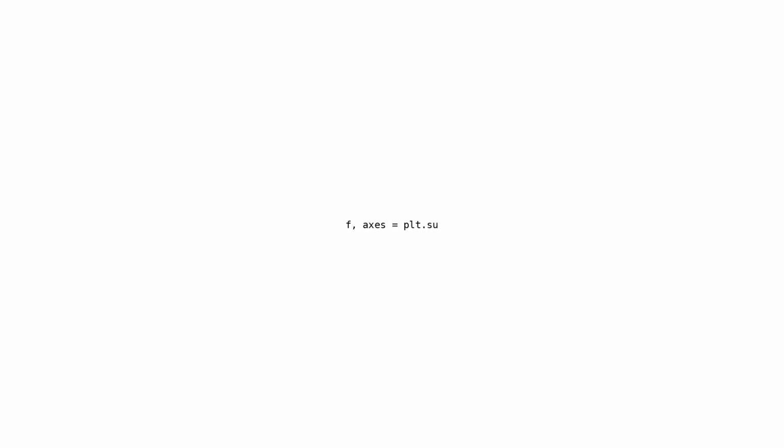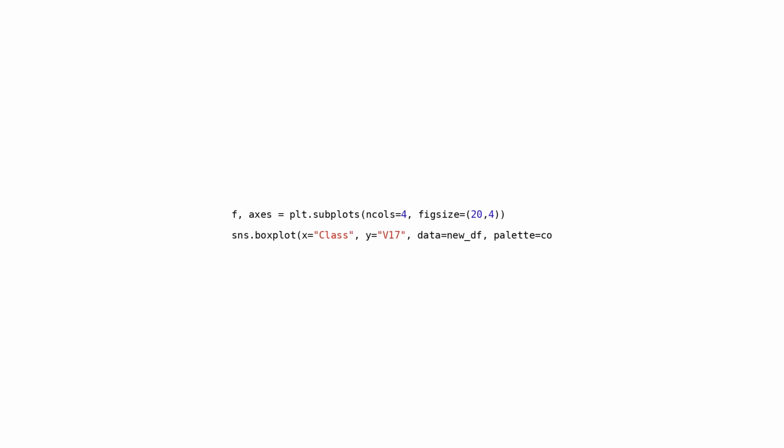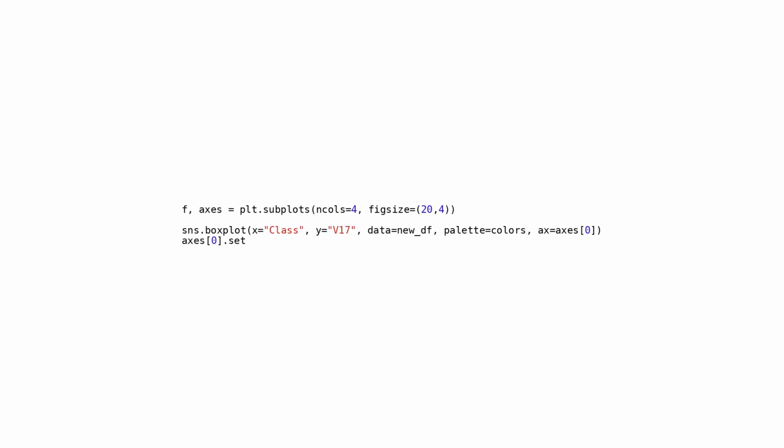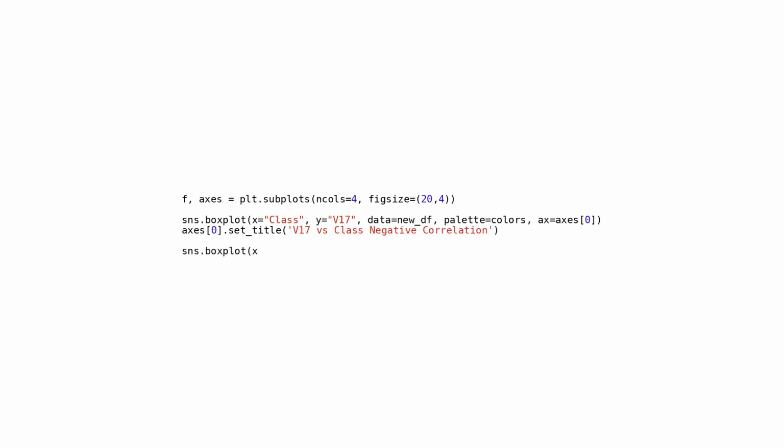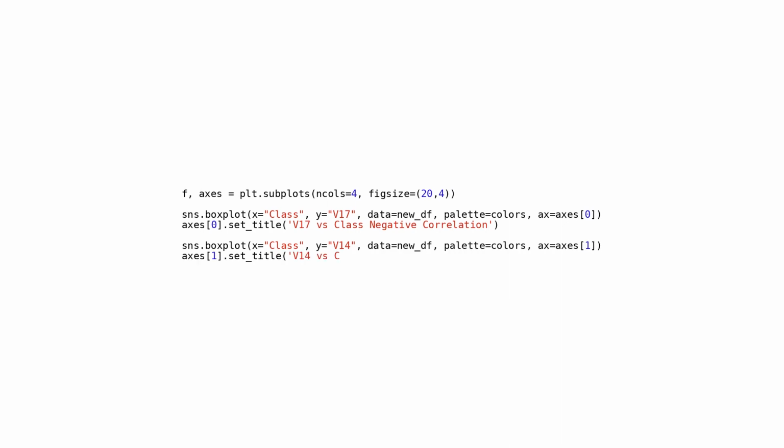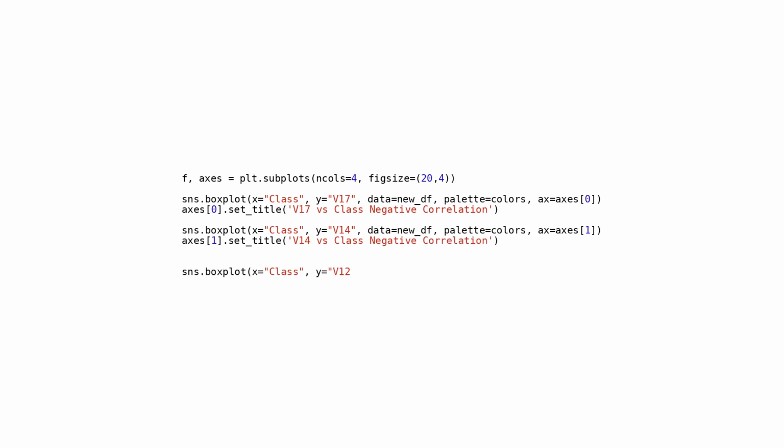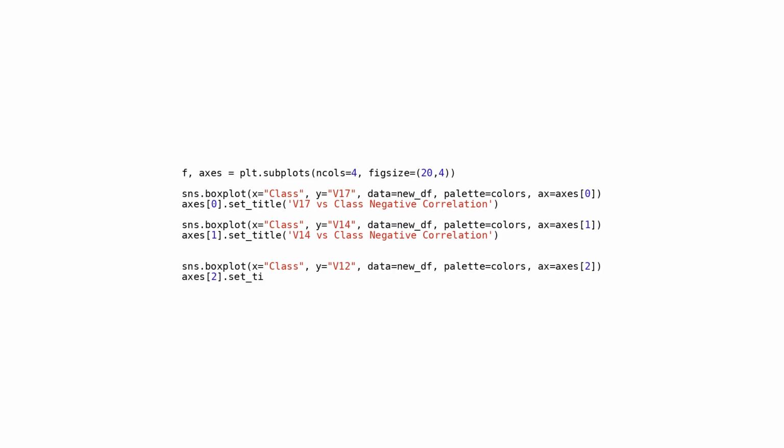This script generates a figure with 4 horizontally arranged subplots. Each subplot contains a boxplot displaying the distribution of a specific feature, V17, V14, V12, V10, based on the target variable class. The boxplots are created using Seaborn's boxplot function. The palette parameter adjusts the colors of the boxplot elements, and the ax parameter designates the axes where each plot will be displayed. The set_title function assigns a title to each subplot.